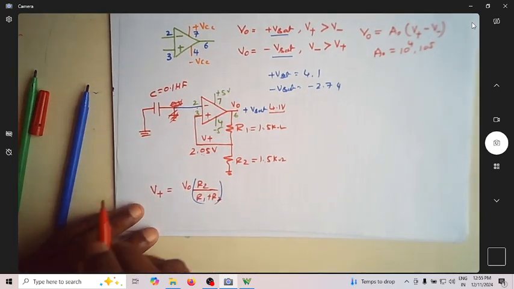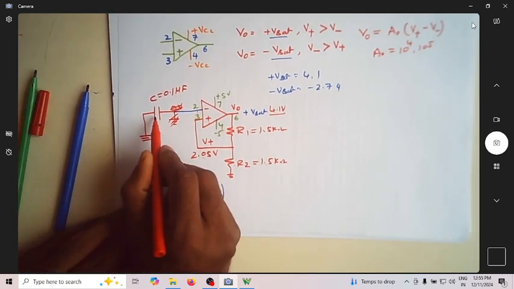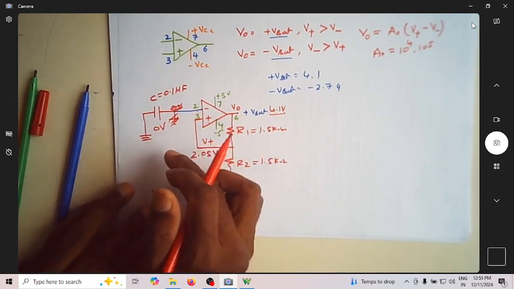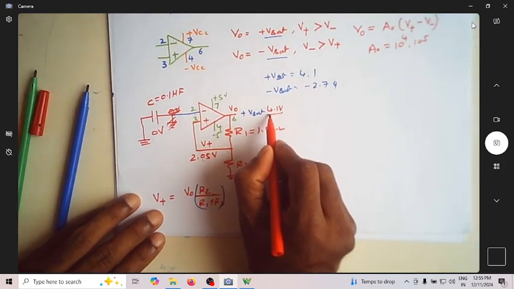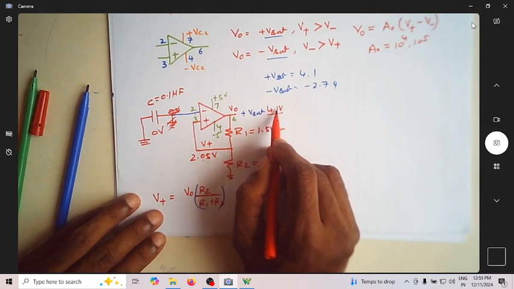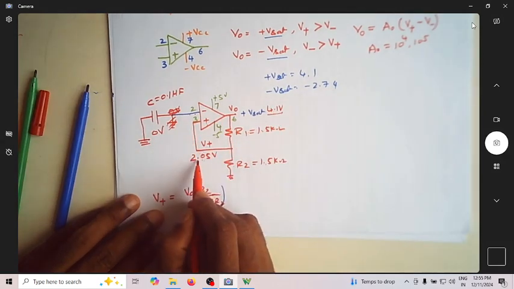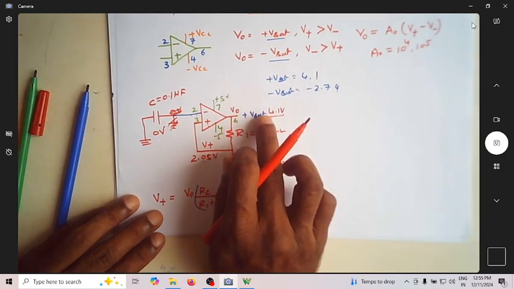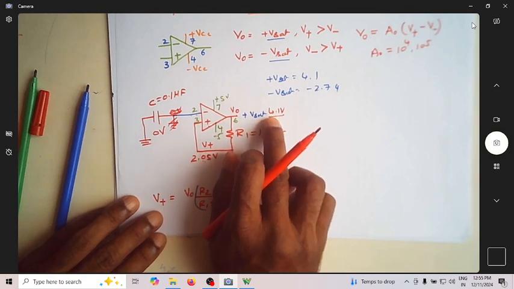Now let us assume that the voltage across the capacitor is initially 0 volt. So this is also 0 volt, meaning the output voltage remains at 4.1 volt. Because this is 0 and this is 2.05, this condition is always satisfied, so this continues to be at 4.1 volt.